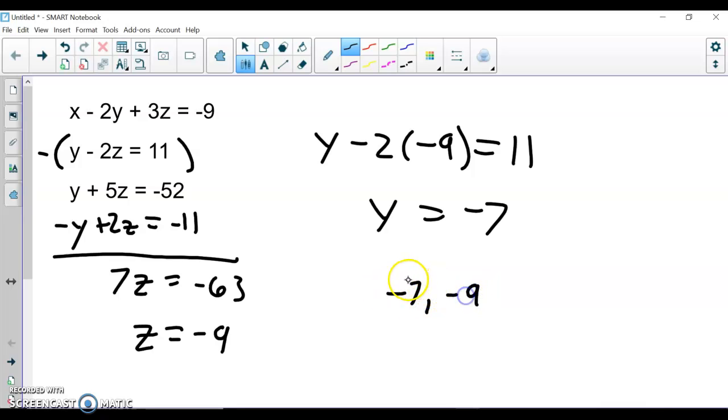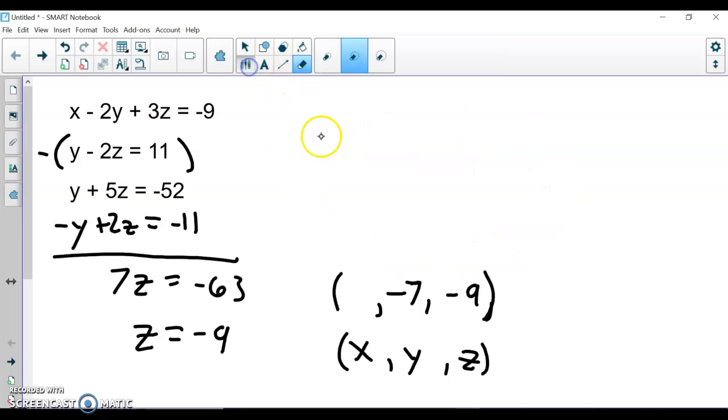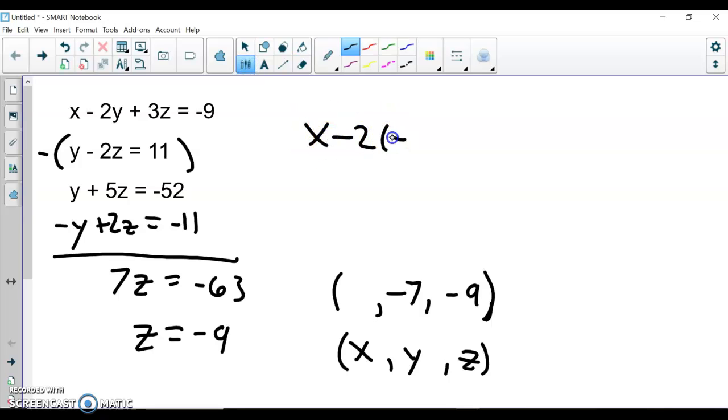I've got negative 9 for the z. We just need to figure out what that x value is, right? I'm just doing an ordered pair, by the way, or ordered group, as they call it, x, y, z, to stay organized. So at this point, we have to use this top equation, right? Because we're looking to find x. The difference being we know what y and z are. So it's going to be x minus 2 times our y, which we said was negative 7, plus 3 times our z, which was negative 9, and it needs to equal negative 9.